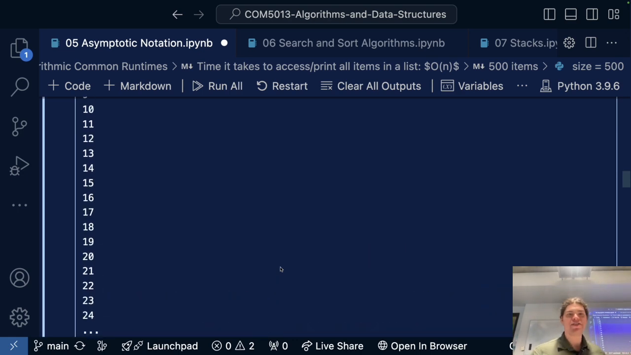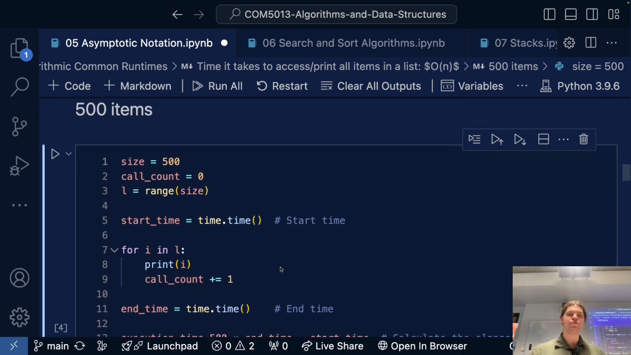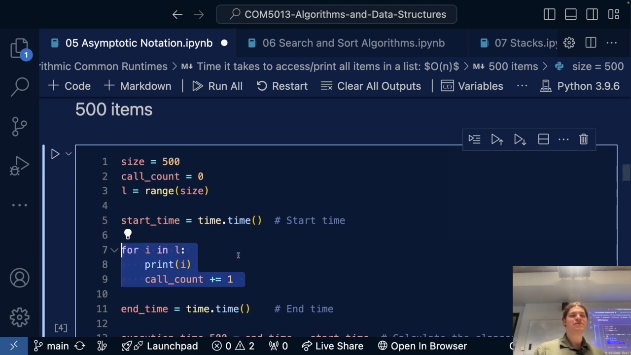Every time you've printed out the contents of a list, of an array, you would have done something like this. So what mathematical time classification would you classify this as? What's the rate of growth here? Anyone want to tell me? We've got a single for loop, not nested for loops. O of n, yes, it's O of n, isn't it?